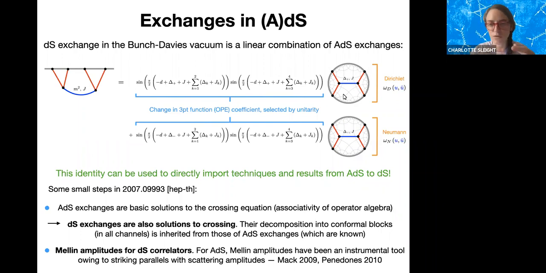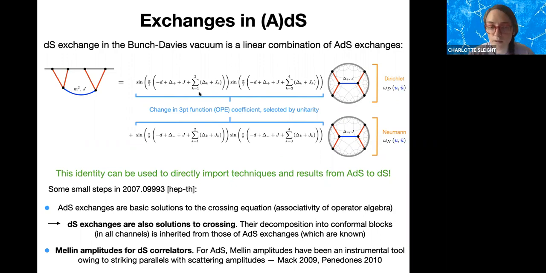So in particular, these are the basic solutions to the crossing equation, which is this all-important equation that enforces associativity of the operator algebra. And the hope is that through this identity, it might be useful to explore the bootstrap of Euclidean CFTs, the physics in de Sitter space. So this we started to explore; we took some small steps in this direction in our recent paper here. In particular, using this identity, you can already infer properties of the de Sitter exchanges which are inherited from their AdS counterparts. And one very important property of AdS exchanges in the Euclidean regime is that they are single-valued functions of the cross ratios. So this ensures that they admit a well-defined decomposition into conformal blocks in all channels, meaning that they solve the crossing equation.